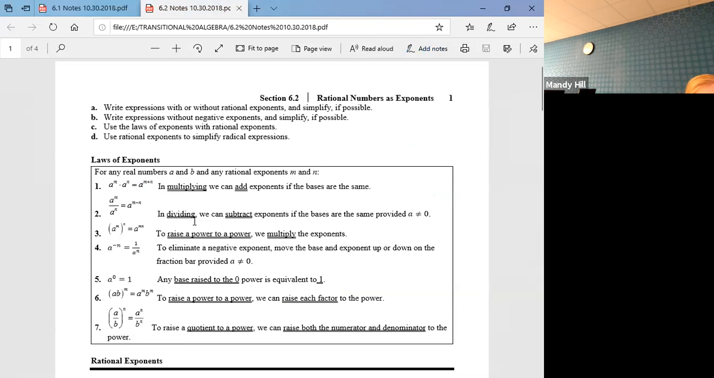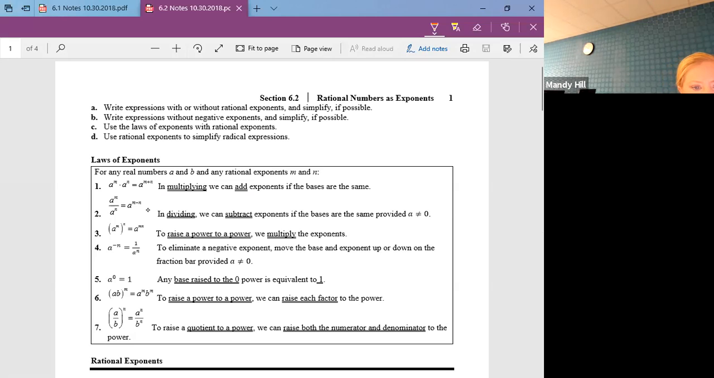Okay, 6.2 really talks about some laws of exponents. Basically, if you've got two things that are exactly the same, the bases are the same, and you multiply them, the rule is that you add the exponents. And we've already done some of this when we've been working through some of our problems. An example of this would be a squared times a to the 3rd. Those bases are both a's, so you would add the exponents and get a to the 5th.